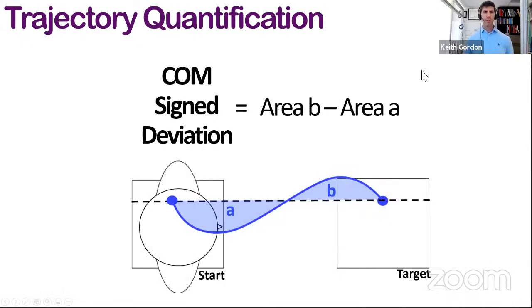To quantify changes in the participants' walking trajectory each trial, we quantified what we called their center of mass signed deviations. So this is the signed area of the center of mass trajectory relative to a straight line path originating from the lateral center of mass position at first toe off and ending with a center of mass position at rest within the end target.